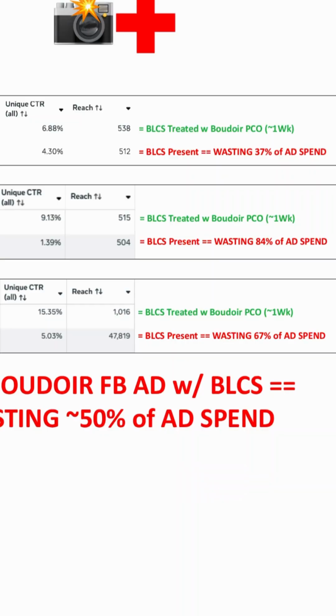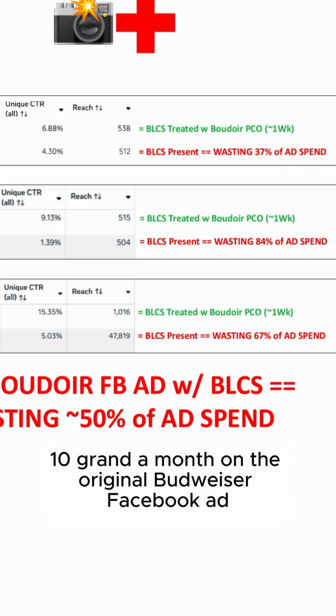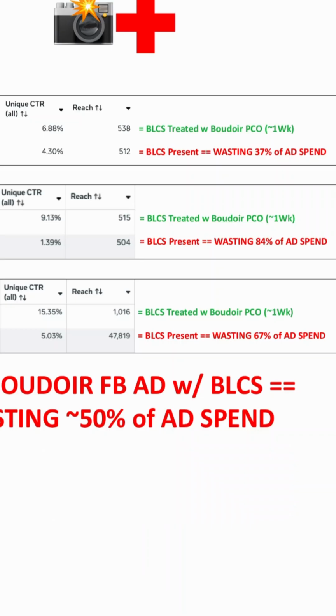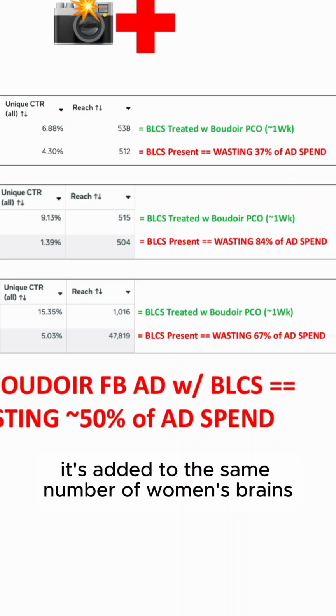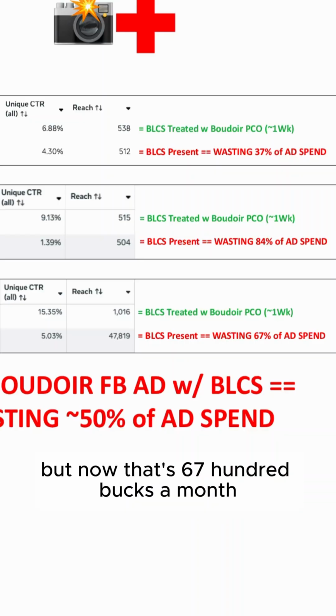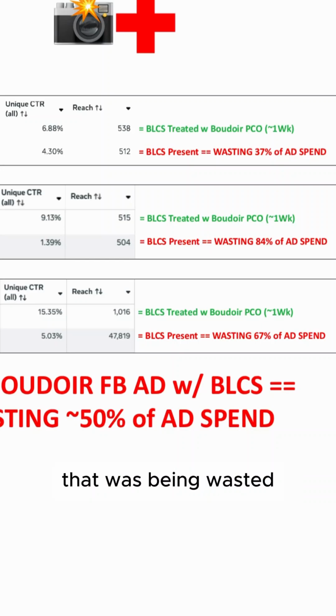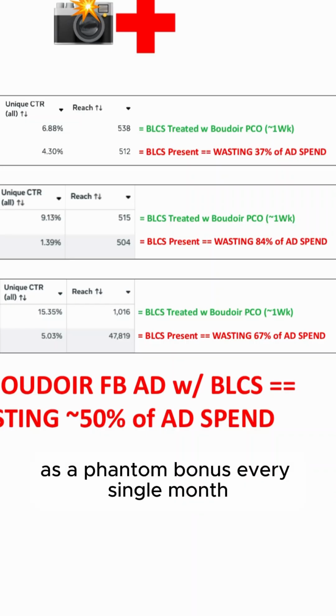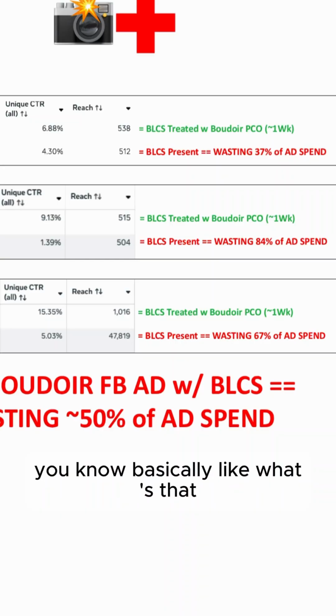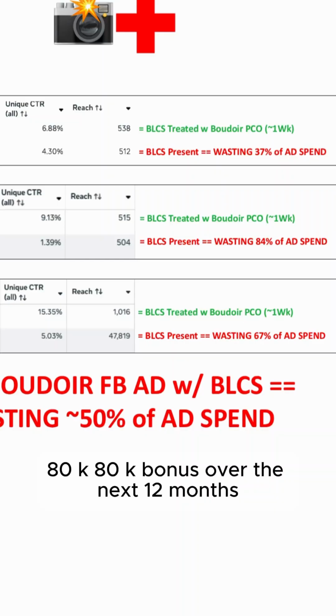And as a result, if you spend 10 grand a month on the original Boudoir Facebook ad, then now he only has to spend $3,300 a month on the Boudoir Pico treated ad, and he gets to add into the same number of women's brains in both scenarios. But now that $6,700 a month that was being wasted is being eliminated, back in his pocket. He doesn't have to spend it as a phantom bonus every single month. Basically like an 80K bonus over the next 12 months.